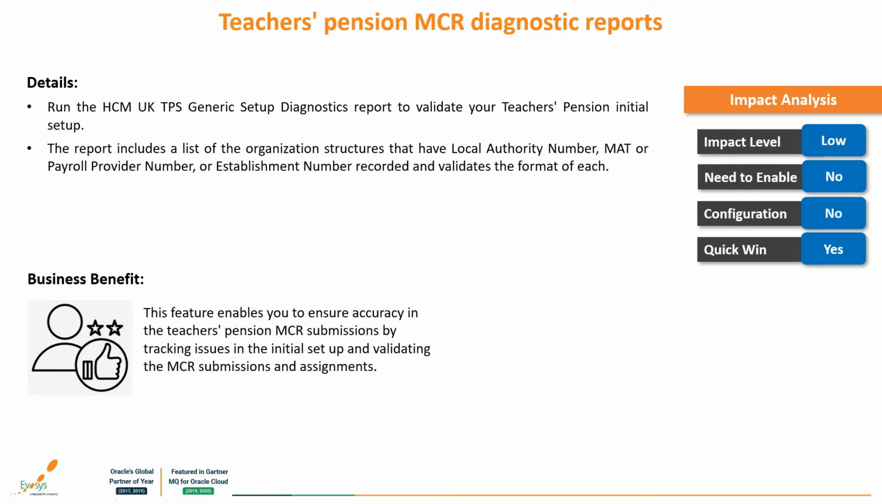Next, we have the teachers pension MCR diagnostic report. As we know, many organizations in the UK have already started movement to MCR. This feature will particularly be helpful as it will let us identify whether the prerequisite setup is correct in our system, and validate the identifiers that are present and required for the teacher pension reporting. So what you need to do is run the HCM UK TPS generic setup diagnostic test, and it will generate this report for you, letting you know whether your setup is correct or not.